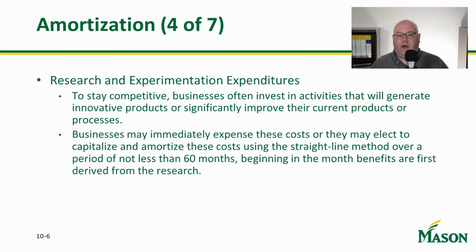Stay competitive. Businesses often invest in activities that will generate innovative processes to improve their products or business processes. Businesses may immediately expense the cost, or they may elect to capitalize and amortize costs using the straight line method over a period of not less than 60 months, beginning in the month benefits are first derived in their research.